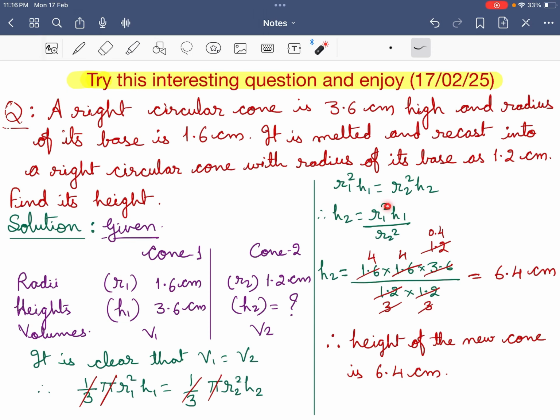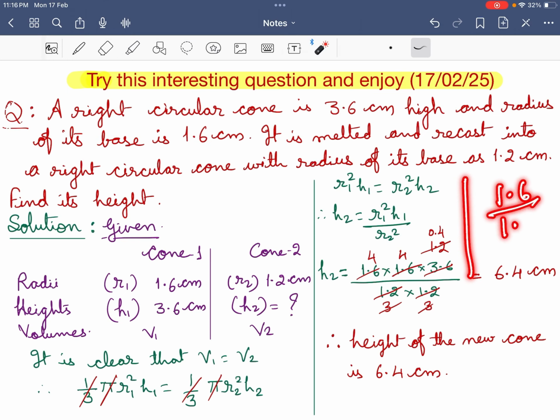H2 is equal to, R1 is equal to 1.6 centimeter, and as it is square, 1.6 multiplied twice, 1.6 into 1.6, multiplied by H1, which is given in the question as 3.6. So we have considered 3.6 here, upon R2, which is given as 1.2 in the question, and as it is R2 square, 1.2 multiplied twice here.